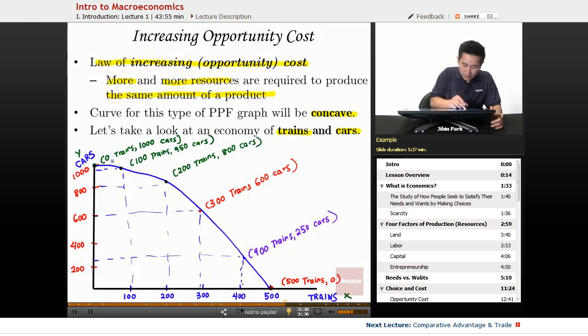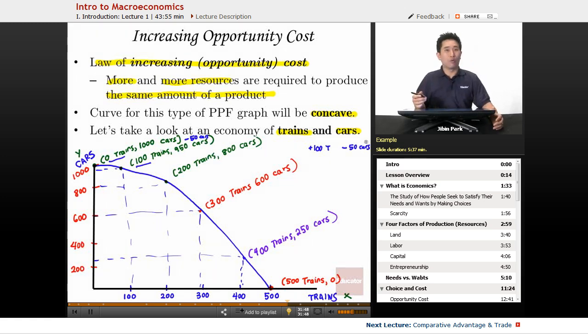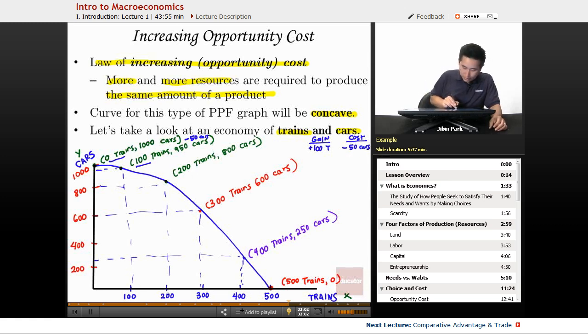So the opportunity cost of going from 0 to 100 is you gave up 50 cars. So you gain 100 trains, and the opportunity cost was 50 cars. Again, what's better? That's a normative issue, so we're not really going to answer that right now. We're just going to say this was the gain and this was the cost. So you gained 100 trains and you lost 50 cars here. Well, let's gain another 100 trains right here, so 100 to 200, and you went from 950 to 800.